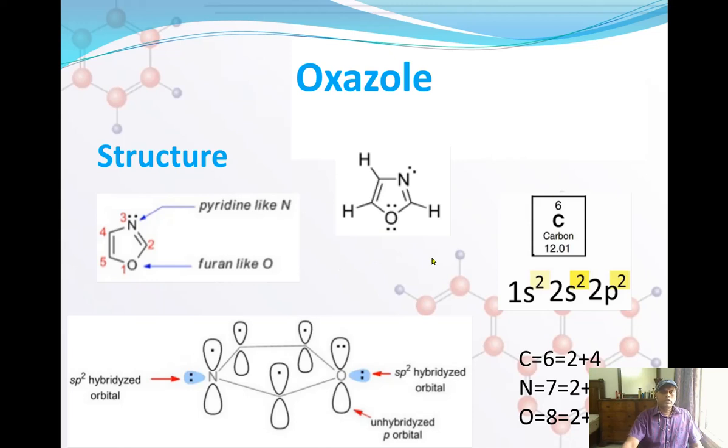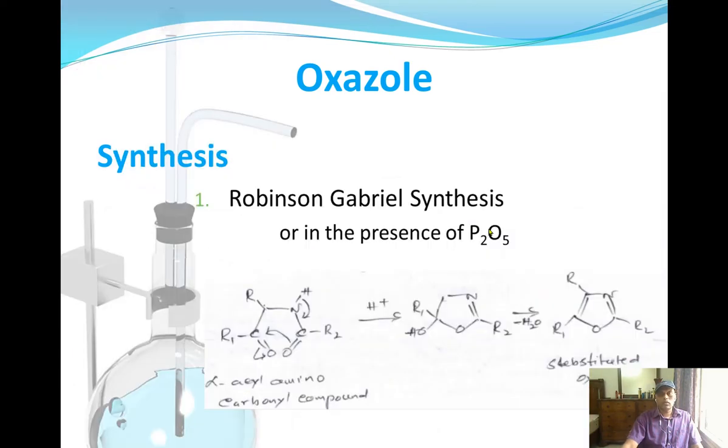Right. This is the structure of oxazole. Now you know the answer for this: why are there four electrons on the oxygen and two electrons on the nitrogen, and where are they coming from. All right, let's go to the next topic.